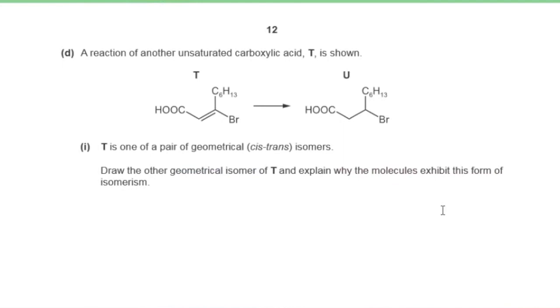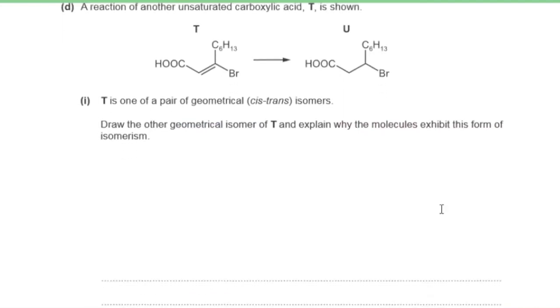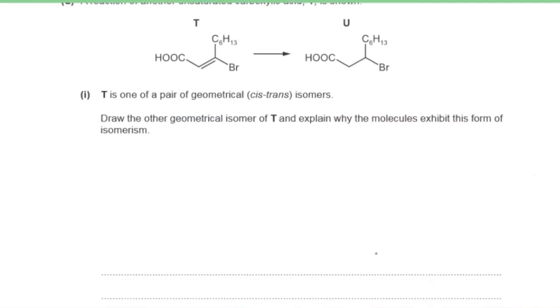Part D, a reaction of another unsaturated carboxylic acid, T, is shown. Part 1, T is one of a pair of geometrical cis-trans isomers. Draw the other geometrical isomer of T and explain why the molecules exhibit this form of isomerism. So we can bring the COOH to this side, and that will give me the other cis-trans isomer.